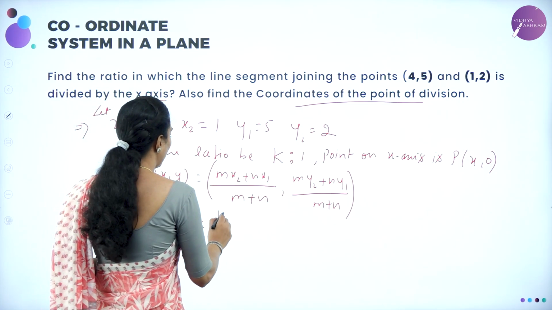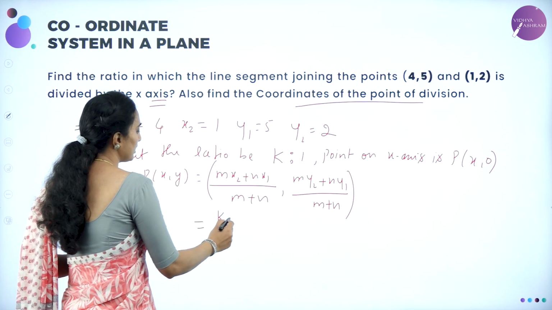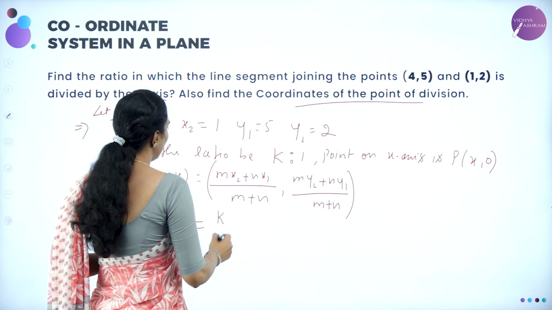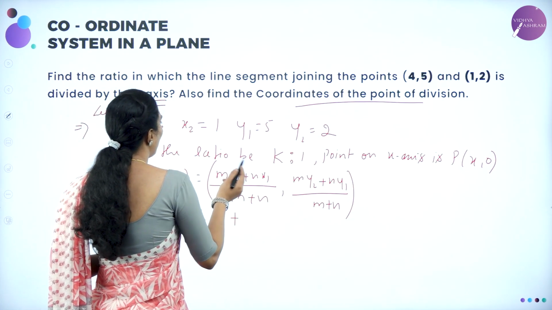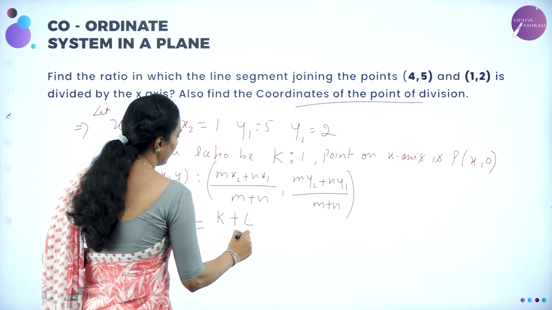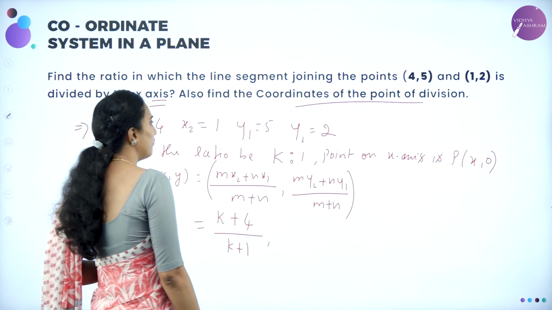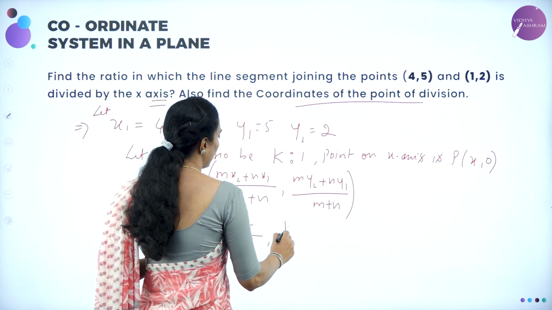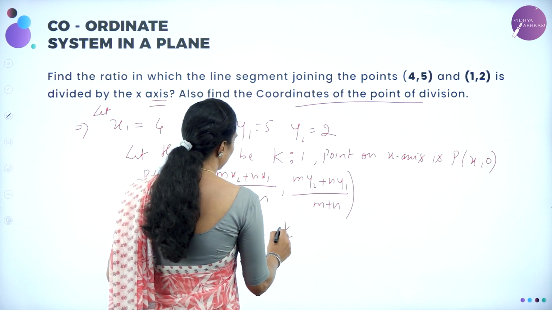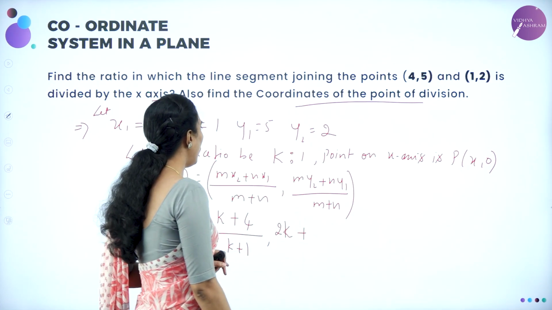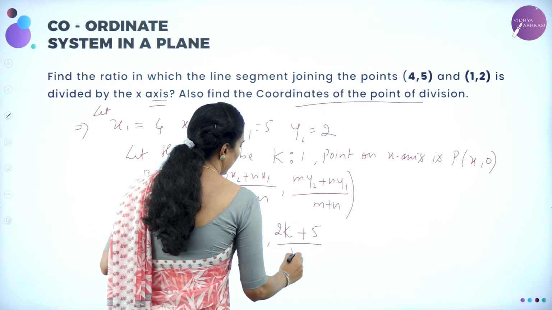So what is mx2? m is nothing but k, x2 is 1, and 1 into k is k only. Again plus nx1: n is 1, and 1 into x1 is 4, so 4 divided by k plus 1. my2 is k into y2, and y2 is 2, that is 2k, plus ny1: n is 1, y1 is 5, and 5 into 1 is 5 only, divided by k plus 1.